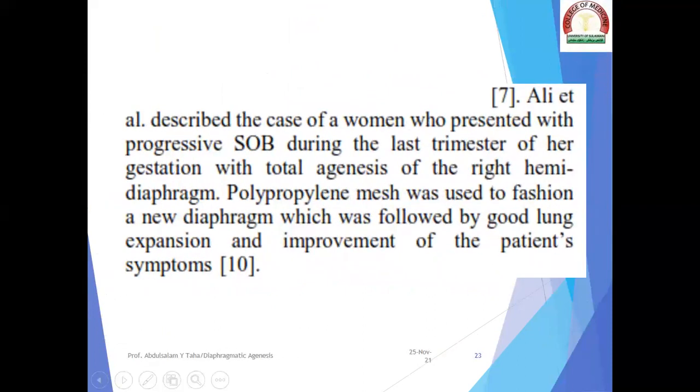Another case, Ali et al. described the case of a woman who presented with progressive shortness of breath during the last trimester of her gestation with total agenesis of the right hemi-diaphragm. Polypropylene mesh was used to fashion a new diaphragm, which was followed by good lung expansion and improvement of the patient's symptoms.